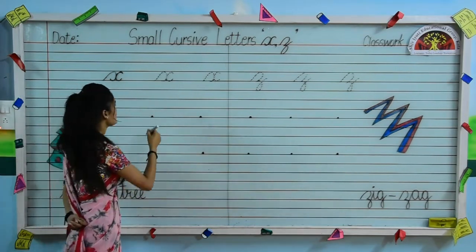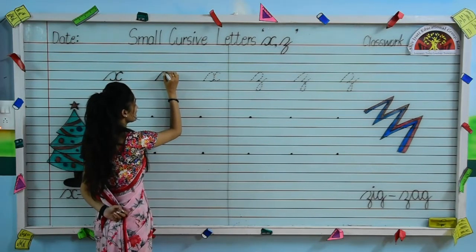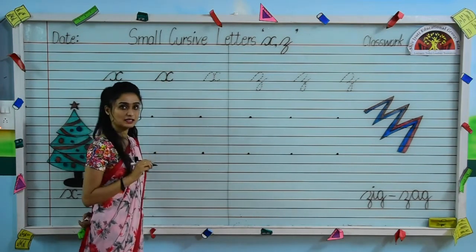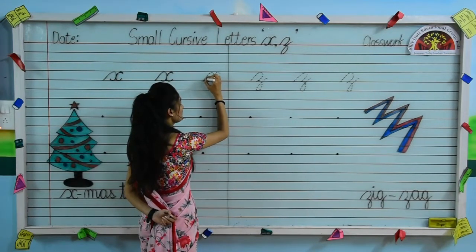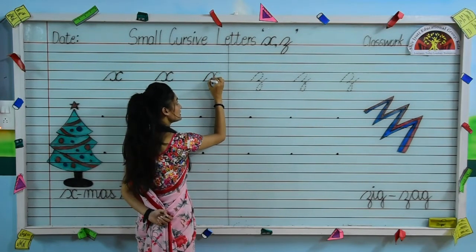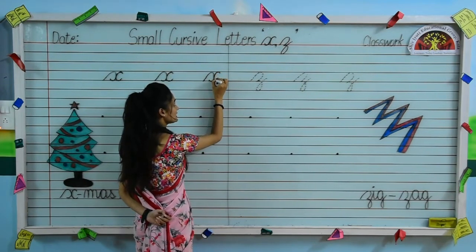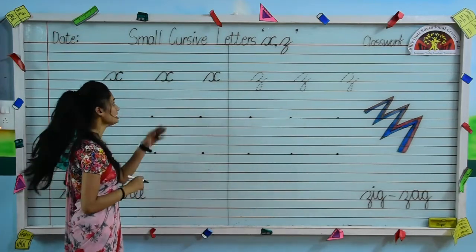Okay? Let's see few more times. Slanting line, up, touch the second line, make a curve, go back and again make a curve in the opposite direction like this. Okay? Yes. Come again. From the third line, make a slanting line up, touch the second line, make a curve, go back, again make a curve between the second and the third line in the opposite direction. So this way you can trace your small cursive letter X.